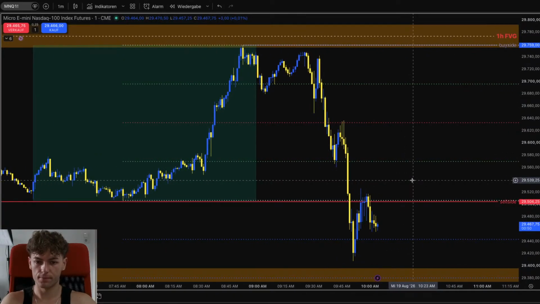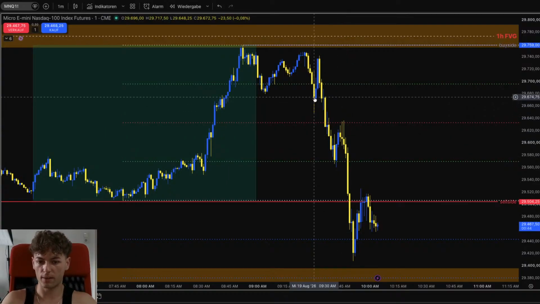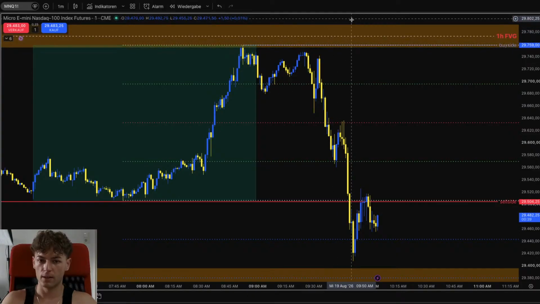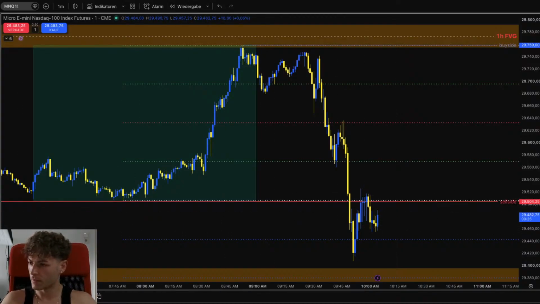I would have preferred price to open at 9:30 and then manipulate higher, take out buy side, and then move lower so we could catch it short. But obviously this didn't happen. So we gotta wait and see.